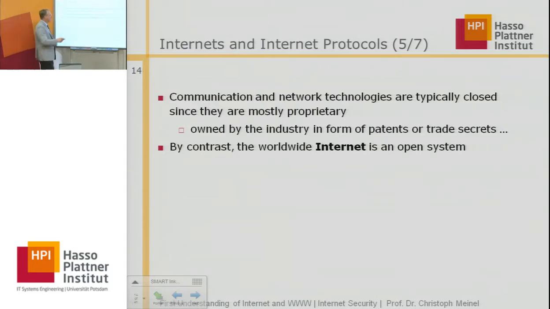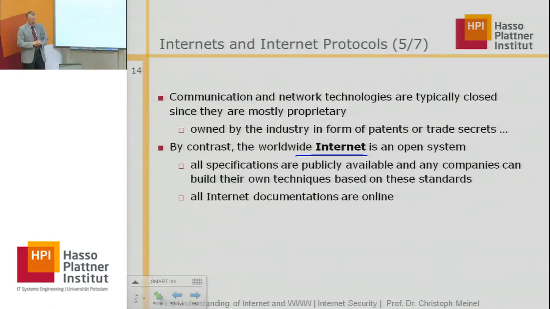If we consider the internet, then we have a completely different situation. The internet is an open system. All specifications, all protocols, all standards are publicly available. And any company, any student, any interested person can get access to this information and can build their own applications, their own services, their own business drivers based on the standards. Also, all the internet documentation is free and available online. And this freeness, this open source, this open system culture can definitely be considered as one of the drivers and one of the explanations why internet technology grew so fast in so short a time.